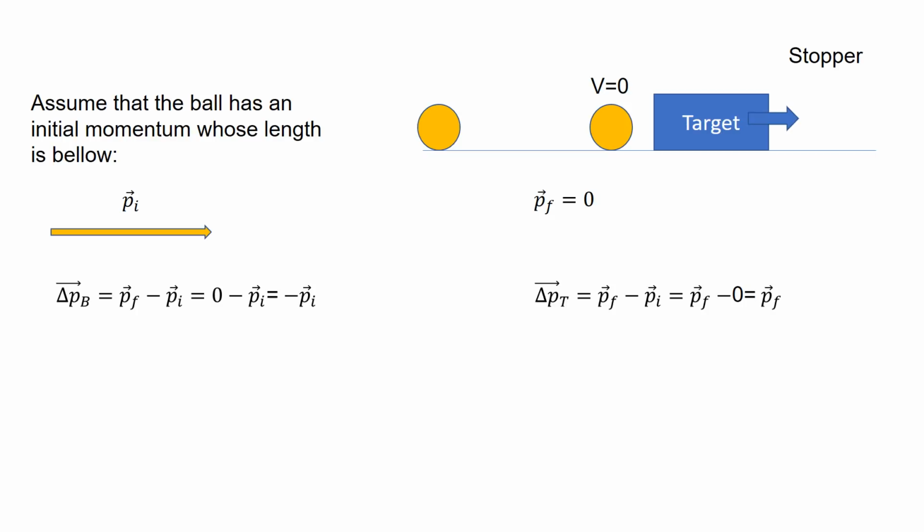And then for the target, you have your delta P_T equals your P_F minus your P_I. P_F minus 0 ends up being just the final momentum. So here we have your delta P_B is going to point the other direction because it's your final minus your initial, so it's the negative of your initial. And since delta P_B equals negative delta P_T, it's going to point in the opposite direction. Now make sure you note the length.